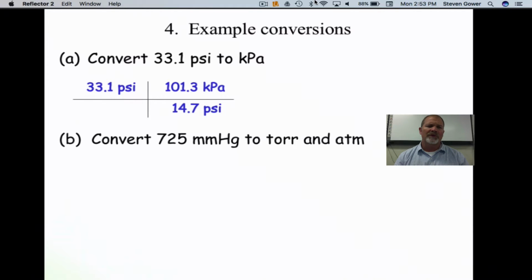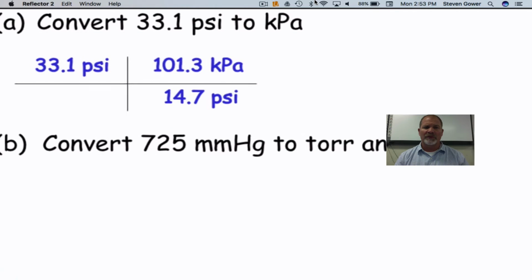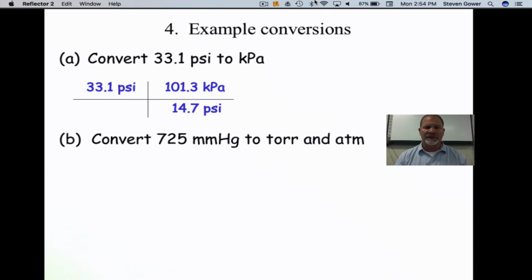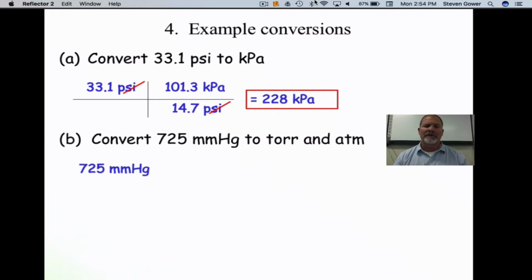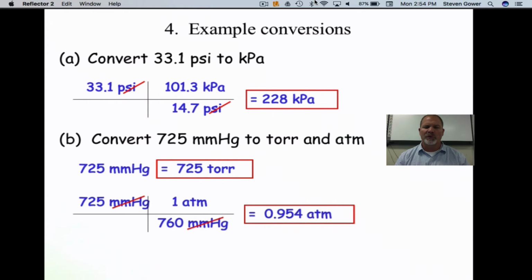Again, I know I'm going from PSI to kilopascal, so I looked up their equivalent, and I realized that 101.3 kilopascals is the same as 14.7 PSI. So I put the kilopascals and 14.7 PSI for one reason only, so my PSI would cancel out. Multiply, divide. Millimeters of mercury and torr are the same thing. And then 725, well, I know for every 760 millimeters of mercury, I get 1 ATM. So for 725, I don't quite have 1, so it's going to be a number less than 1. And there's my answer, 0.954.